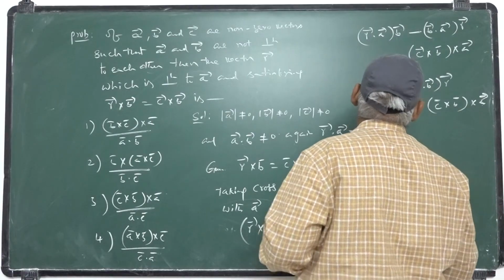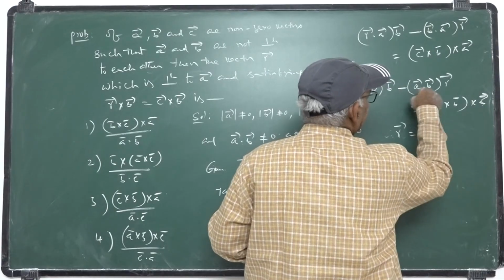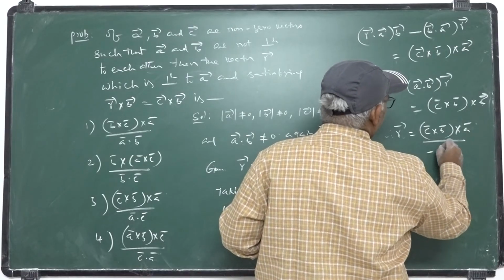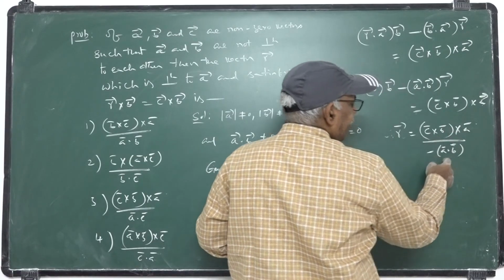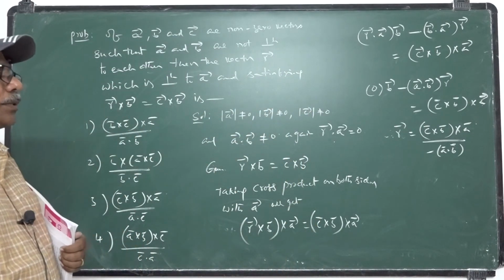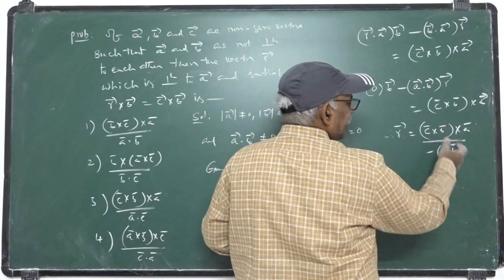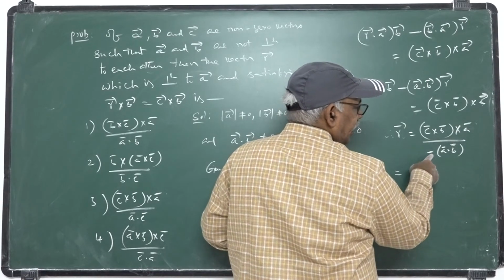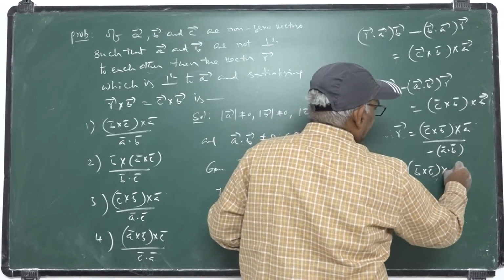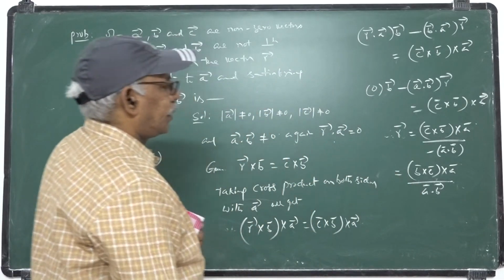Since this is 0 bar, we get R bar equal to, since this is a scalar, you can divide both sides with the scalar, C cross B cross A bar by minus A dot B. You can divide a vector with a scalar, but you cannot divide a vector with a vector. But this is a scalar, so the division is possible here. Taking minus to this one and interchanging these two, we get B cross C cross A by A dot B is the required value of R bar.